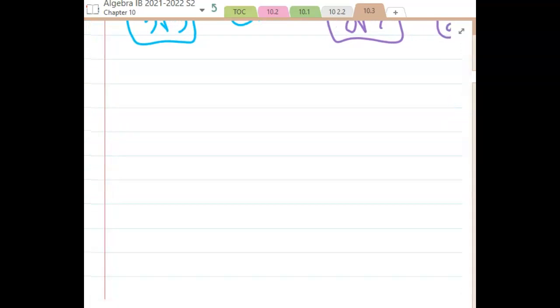Okay, let's try number 5. What do we do? 5 square roots of 32 minus 4 square roots of 18. Okay, not like radicals, because I've got the square root of 32, I've got the square root of 18. So let's see if we can break these down.